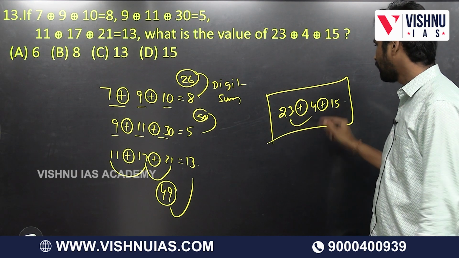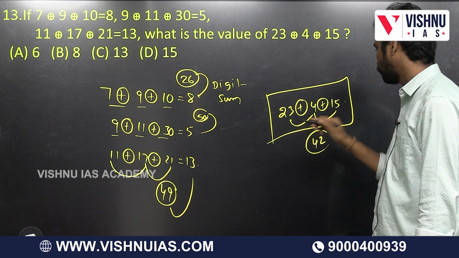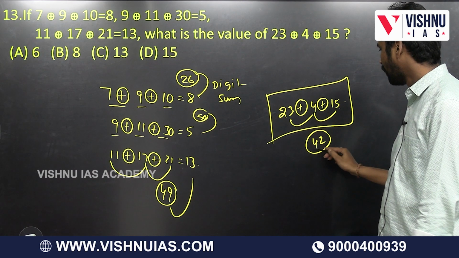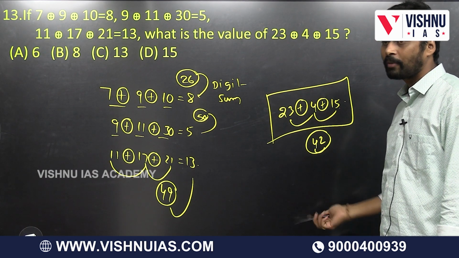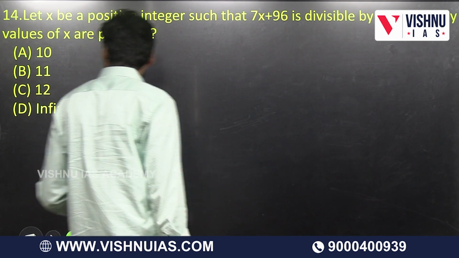So 23 plus 4 is 27. 27 plus 15 is 42. Okay, so first you add the numbers. 42 is the value. Now you take the digit sum. 4 plus 2 is what? 6. Okay. This one is also related to the factors.